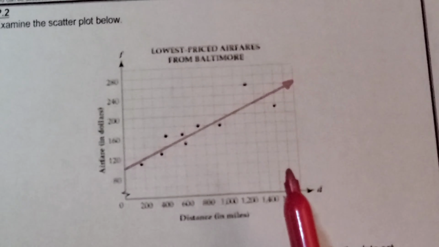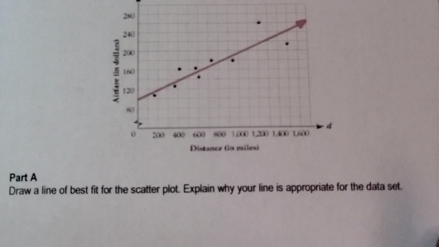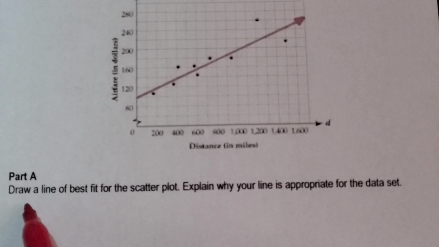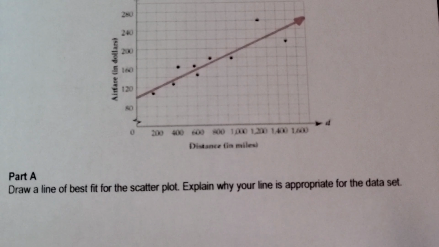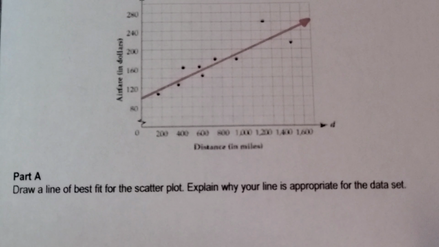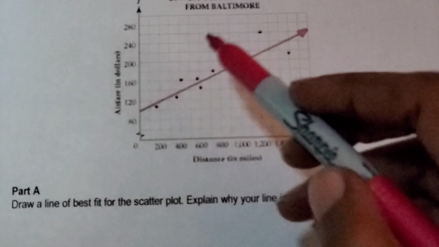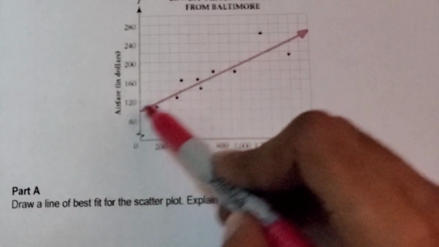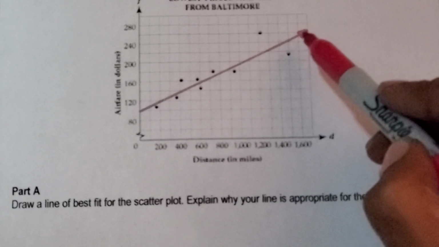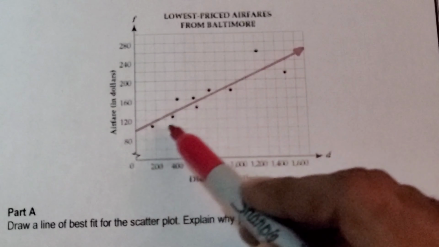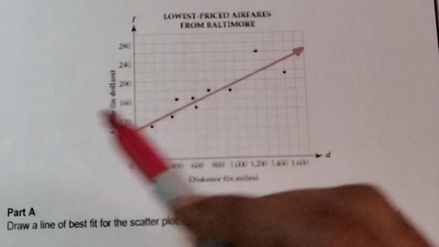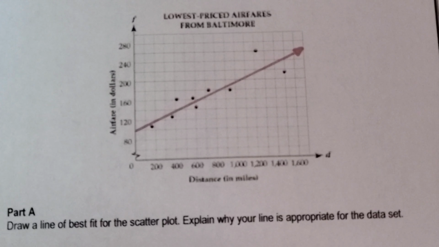And I started part A. Part A, draw a line of best fit for the scatter plot. Examine why your line is appropriate for the data set. Okay. All right. And we want a line that's centered in that scatter plot. So when you look at all that data, you want the line that cuts directly through the center, not beneath it, right? So this would not be appropriate.